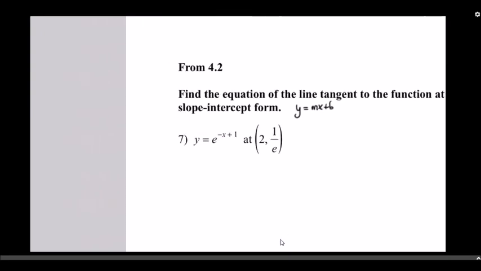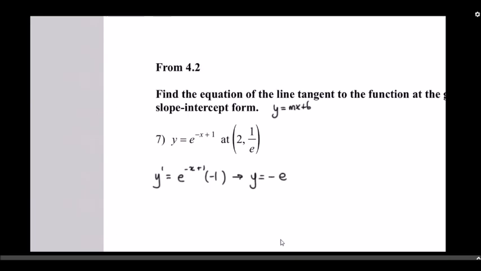So first step here is to find y prime, that's the derivative. So y prime, and this is an e to the u situation, so the derivative of e to the u, remember, is e to the u times u prime, and the derivative of negative x plus 1 is negative 1. So the derivative is y prime equals negative e to the negative x plus 1.